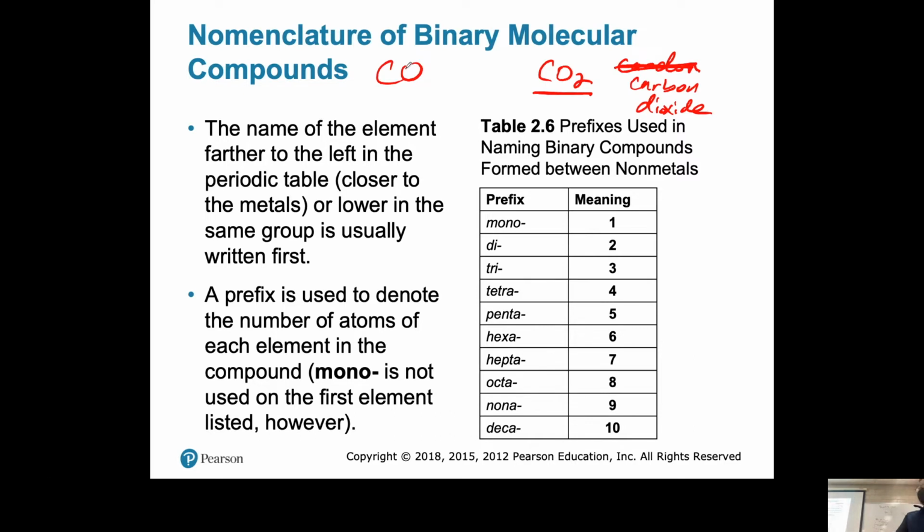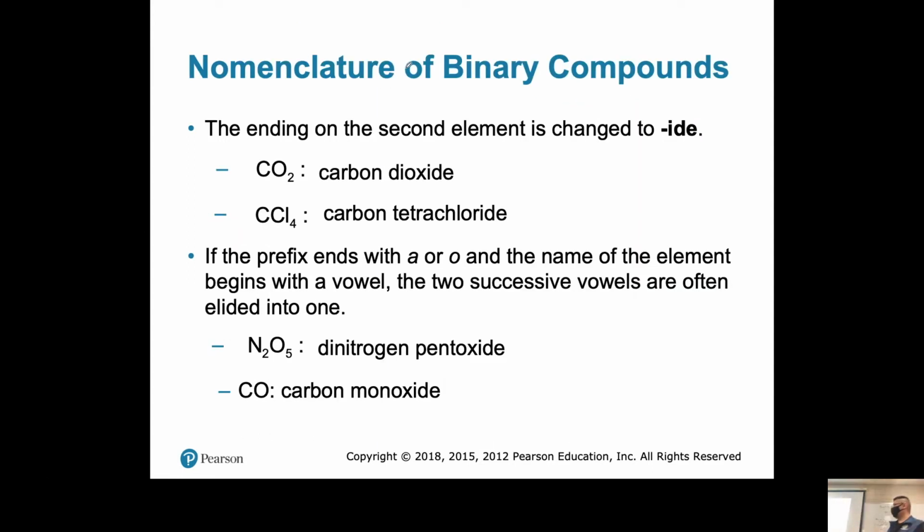So, this can be true of any of those. If there are any nonmetals put together, you always have the Greek prefix for how many there were on the second element. Oh, I jumped the gun again. The ending of the second element is changed to "ide," like we did before with the ionic compounds.